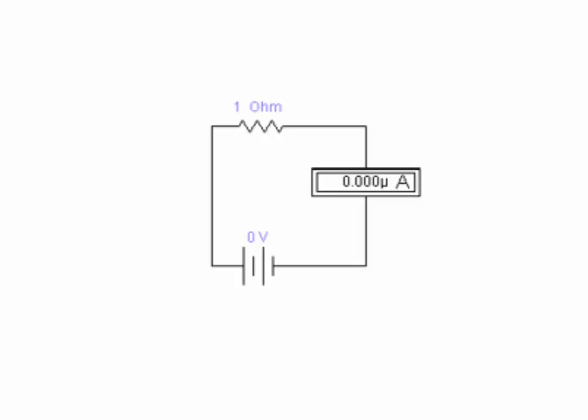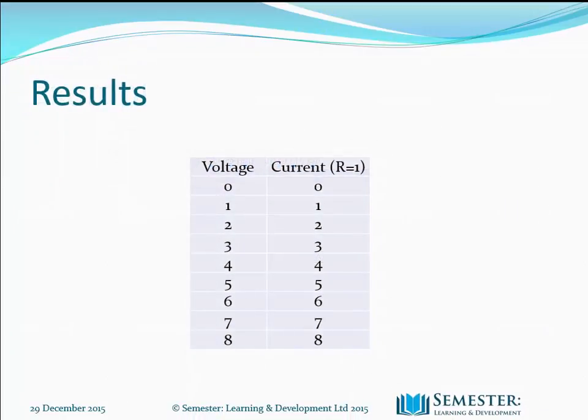Here are the results of the experiment. So as we can see, as we increase the voltage from 0 to 1, current also increases from 0 to 1. And so for every one step increase in voltage, we get a directly proportional one step increase in current.